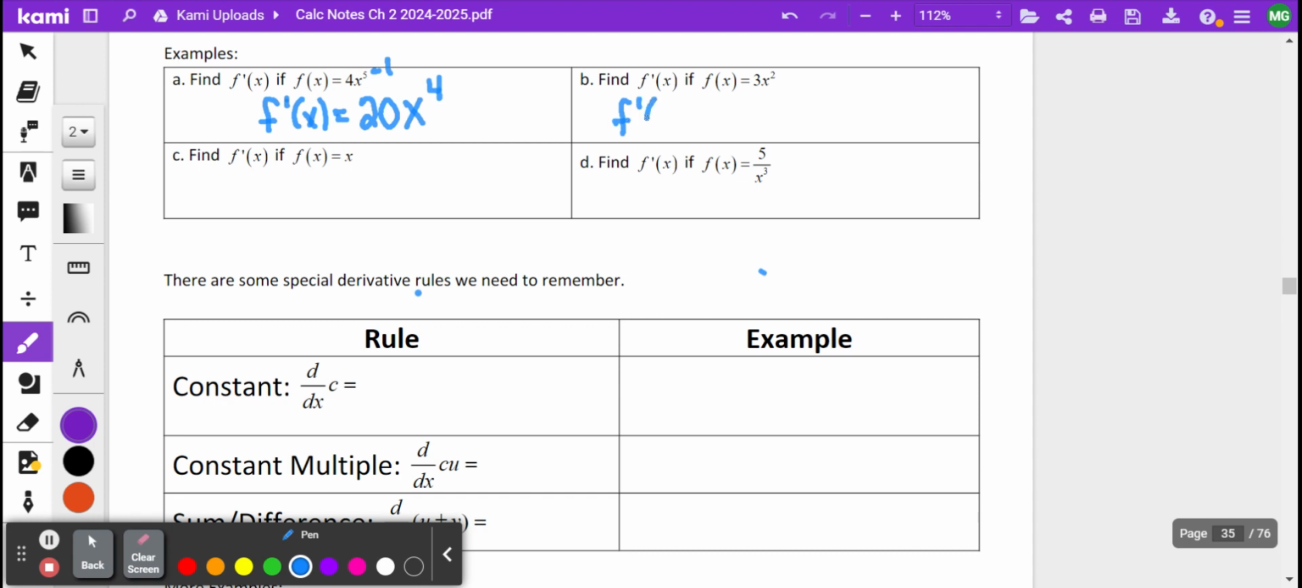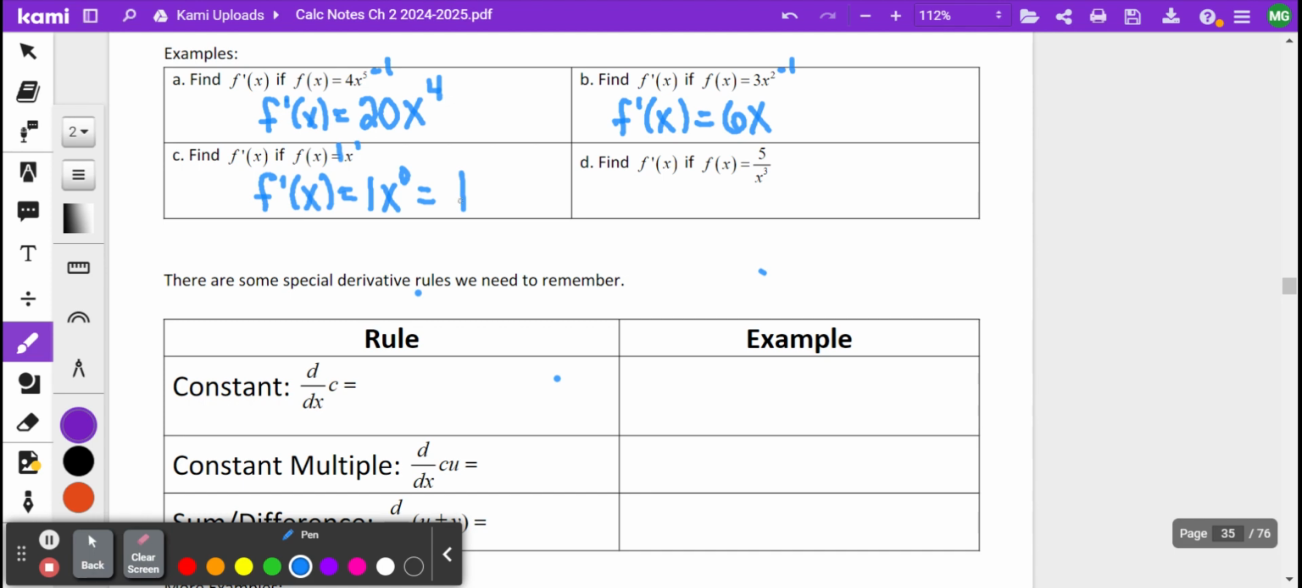So we have to find f prime of x of 3x squared. So 2 times 3 is 6. x to the 2 minus 1 is 1. It's as simple as that. Here we go. Now we just have an x. So you might want to think of this as having a 1 here and having a 1 here. So 1 times 1 is 1. x to the 0, well, we don't write x to the 0. We know anything to the 0 is 1. So we just get 1.